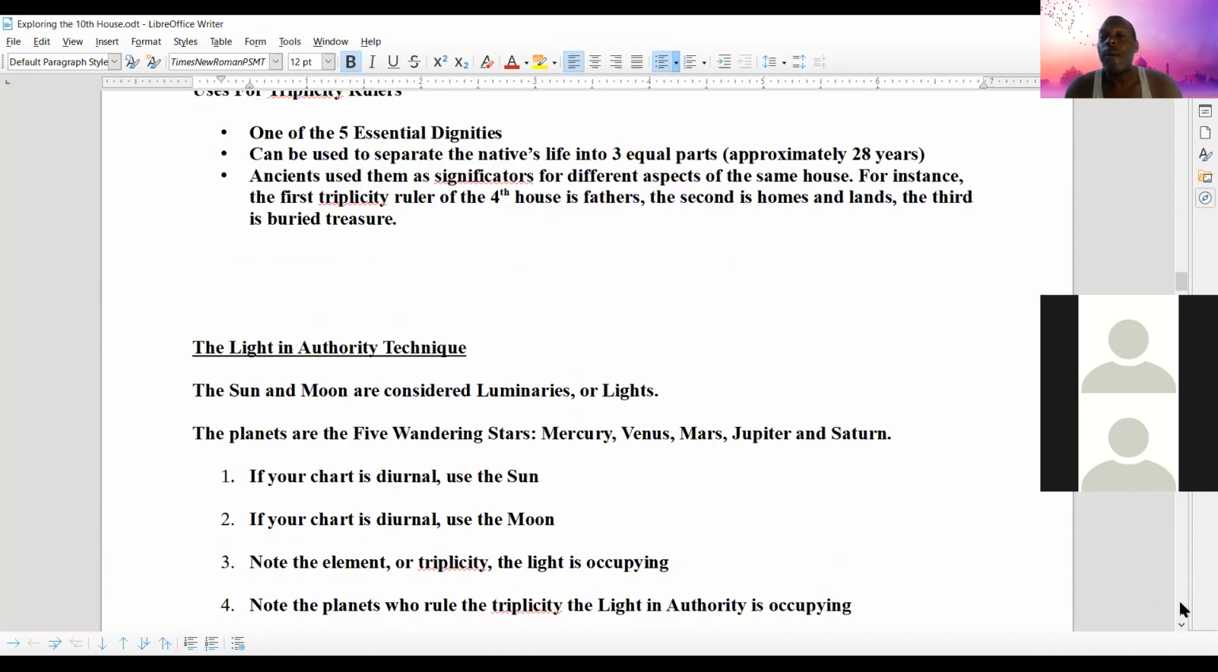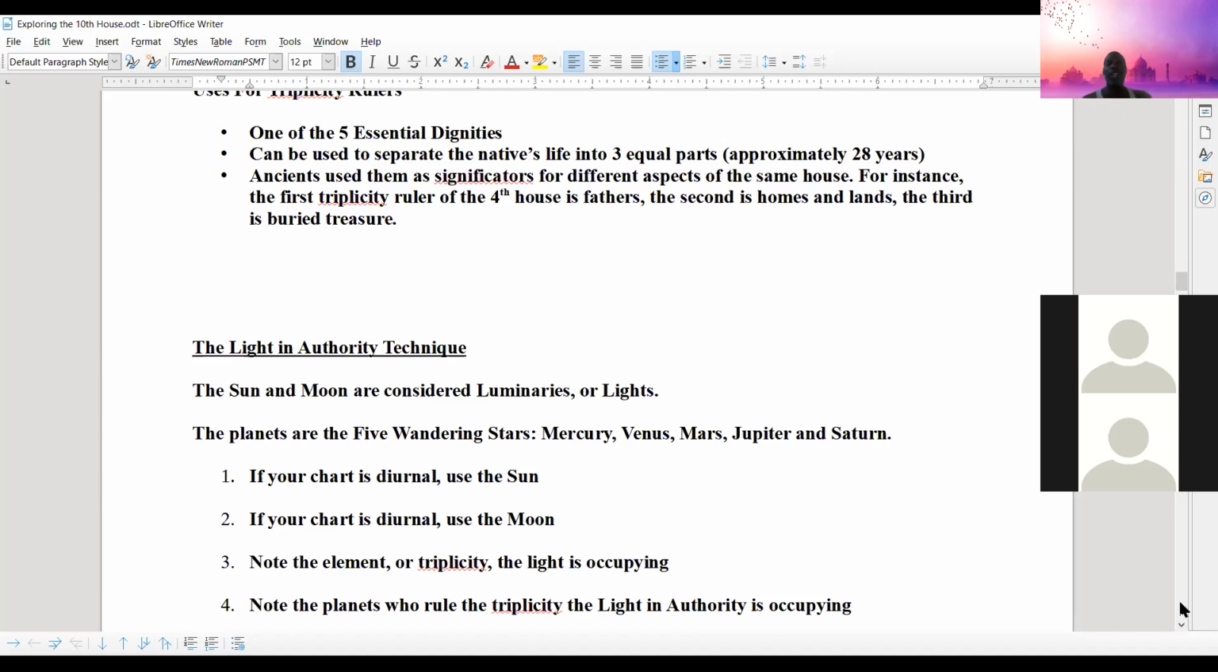But take into account, even if you decide you don't want to put it into the chat, that first triplicity ruler, remember, if you're a nighttime birth, the night ruler will be the first triplicity ruler. Then that would be the triplicity ruler. That planet would represent the father.